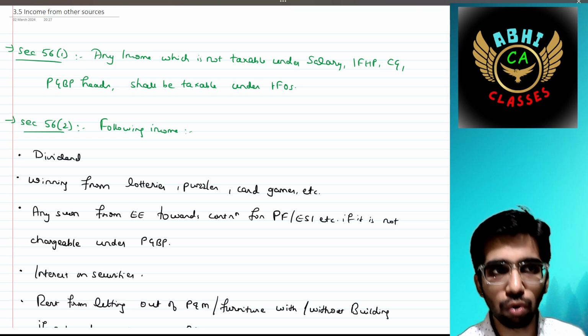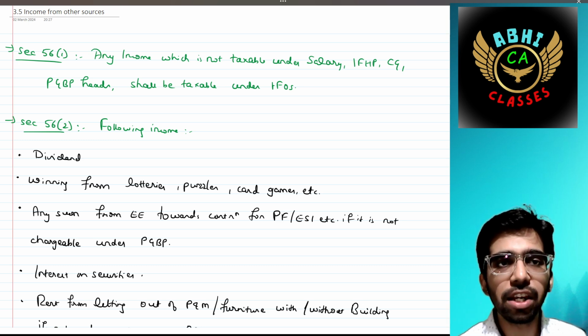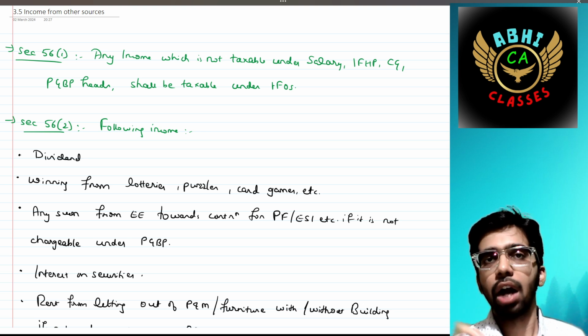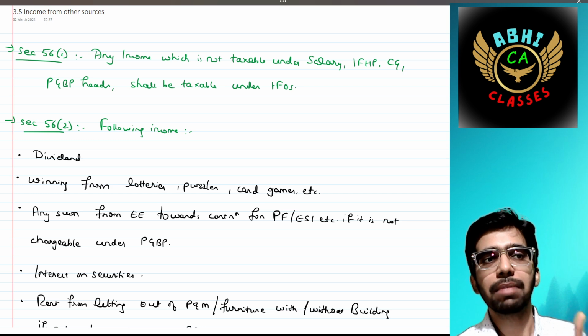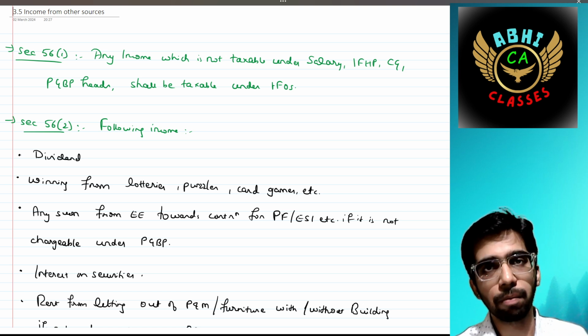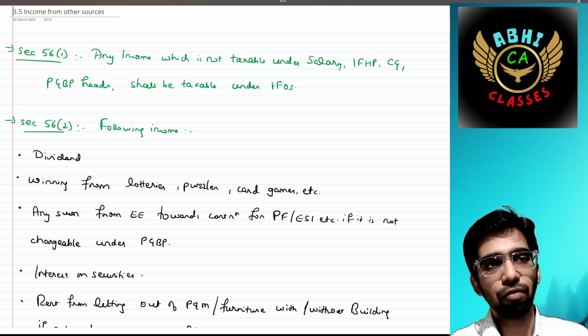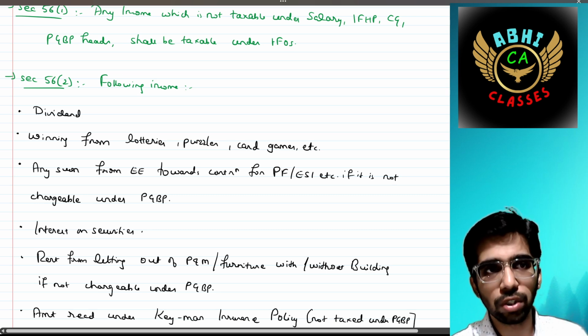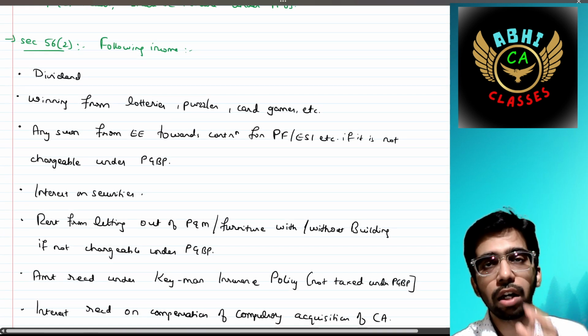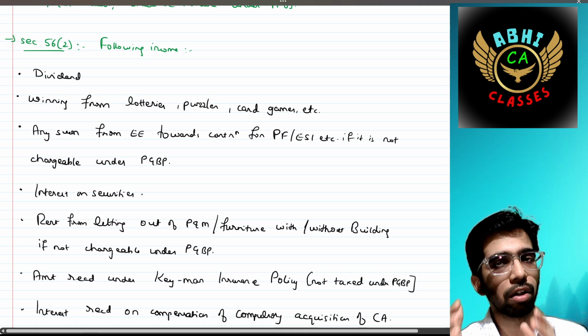Section 56 subsection 1 says that any income which is not taxable under the heads salary, income from house property, capital gain, PGBP, shall be taxable under income from other sources. It is called IFOS in short. Okay, section 56 subsection 2 says the following incomes are to be treated under income from other sources.